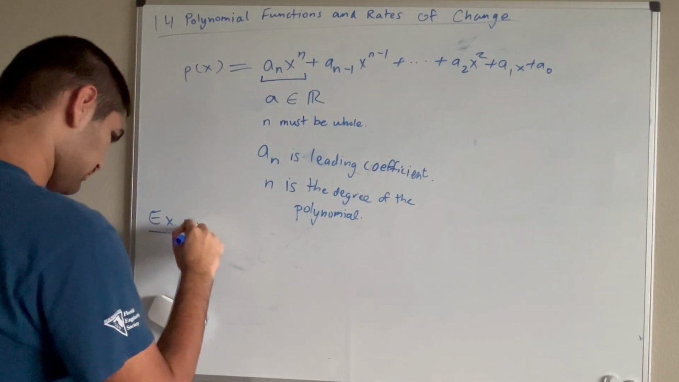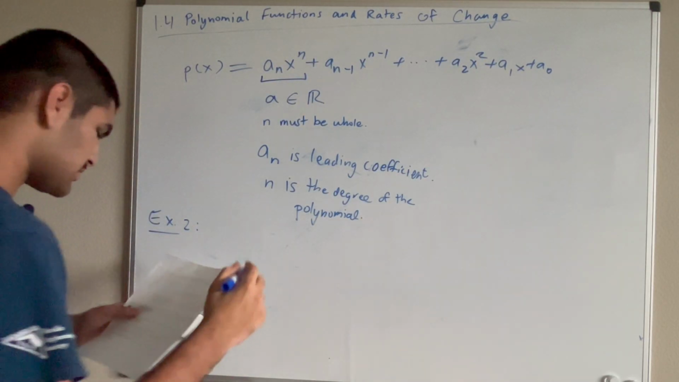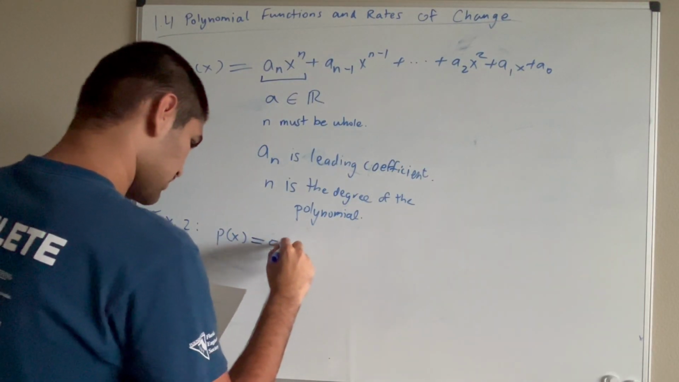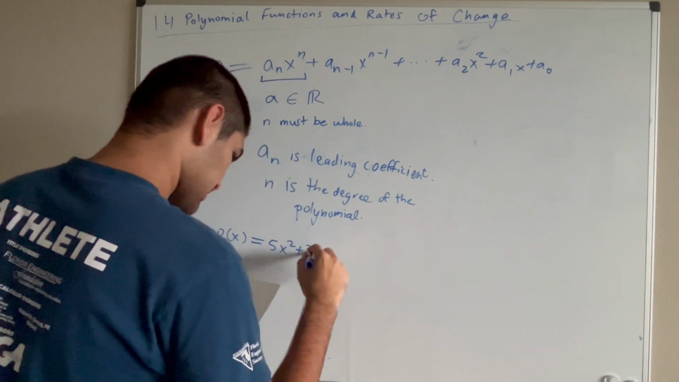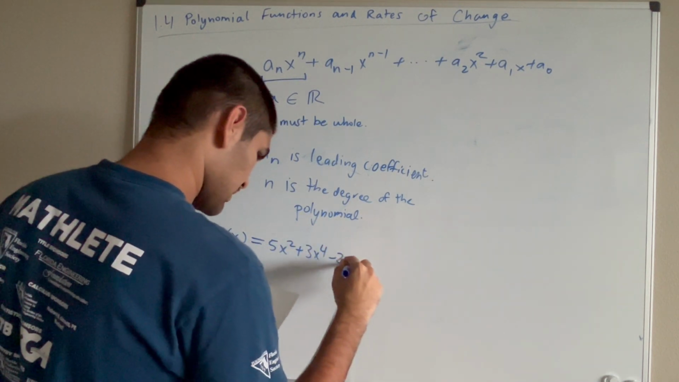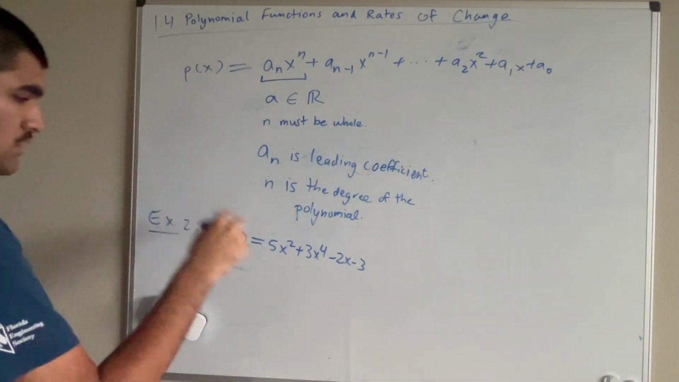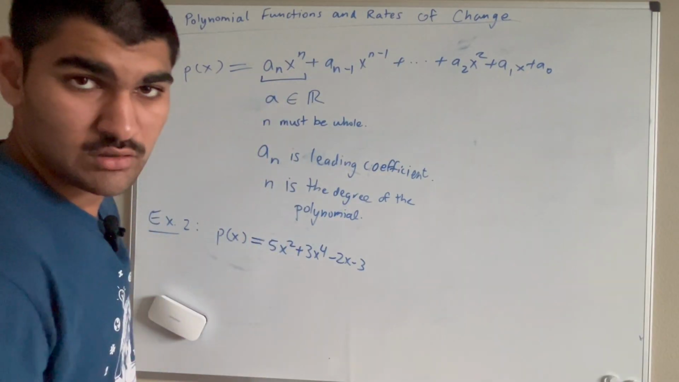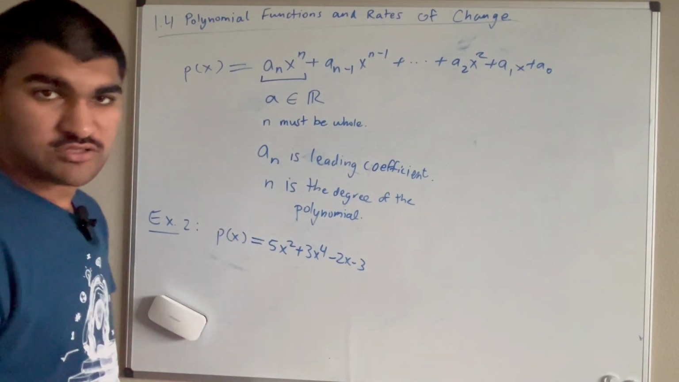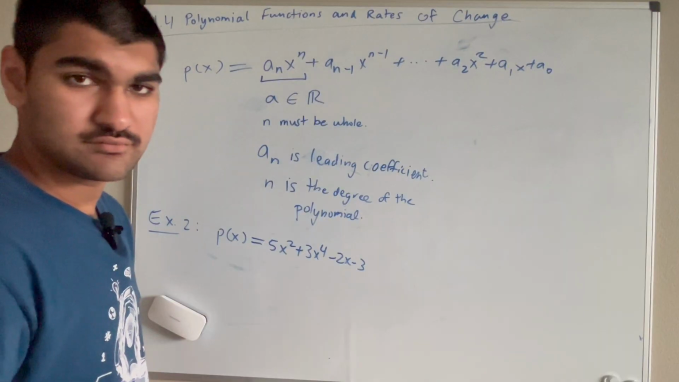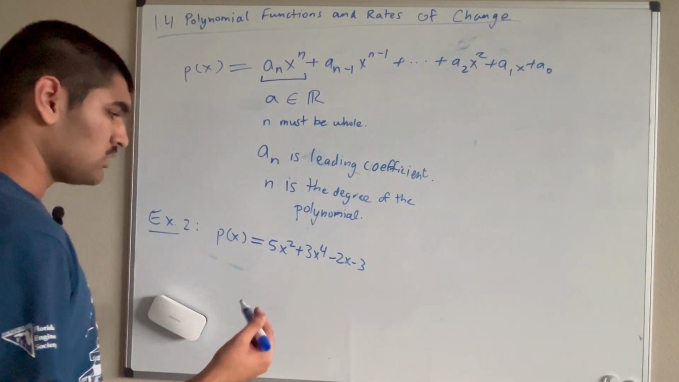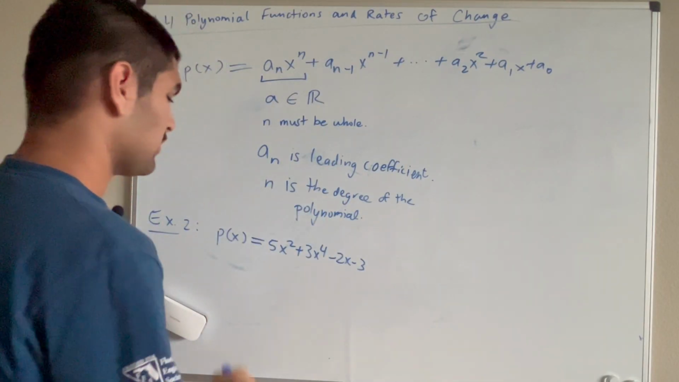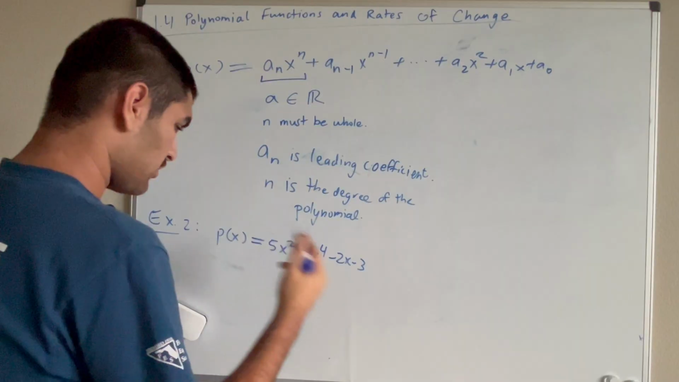So example 2. So now this time, let's say we have some polynomial p of x equals 5x squared plus 3x to the fourth minus 2x minus 3. And let's rewrite this polynomial in the standard general form. Okay, so again, pause the video and see if you can give this a try. Alright, cool. So remember, each standard form goes from highest degree to lowest degree. So we have to order this from highest degree to lowest degree.